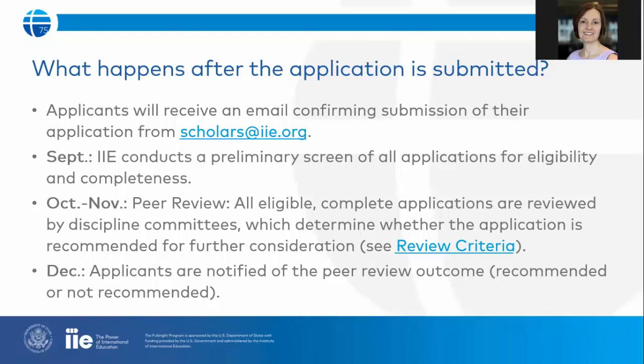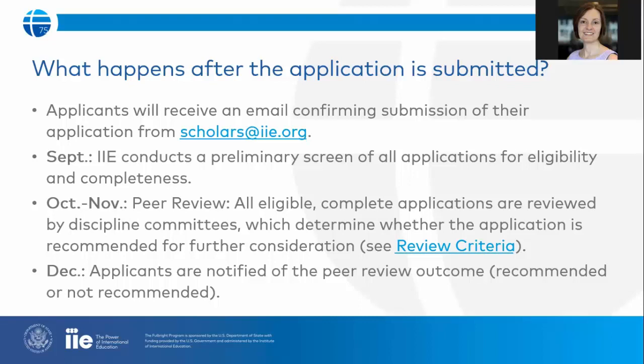Let's start from what happens after the application is submitted. You'll receive an email confirming your application was submitted successfully. If either recommendation letter hasn't been submitted yet, you'll also receive an email when it is. IIE conducts a preliminary screen of applications for program eligibility and technical completeness. If any required application component is missing, you'll receive an email from us asking for additional documentation. Only eligible and complete applications will be forwarded to peer review.